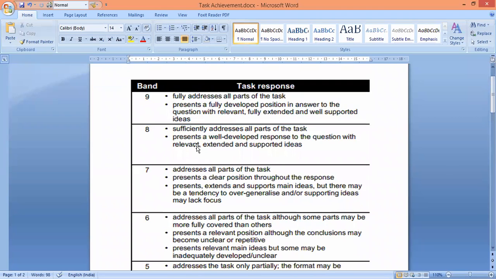So ultimately, let's go to the 8 and 9. Sufficiently addresses all parts of the task. You have to address all the parts of the task. Presents a well-developed response to the question with relevant, extended, and supported ideas. I'll discuss everything: what is a well-developed response with relevant, extended, and supported ideas? What is extension and what are the supported ideas? Supported ideas are basically examples. Well-developed means you have given explanation or elaboration, and sufficiently addresses all parts of the task. It means you are giving answer to all the questions that are asked in an essay topic.